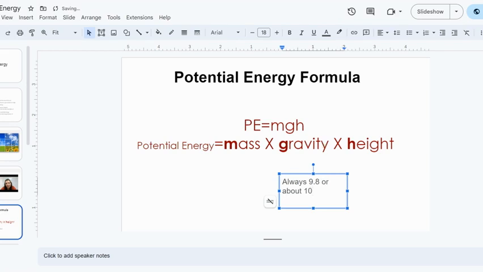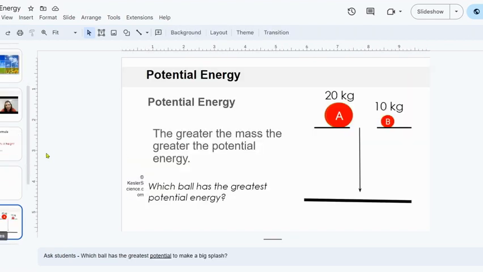However, if I want to make a bigger splash, if I want to have a bigger event, I could go through and increase the mass and the height of an object. If I have a small object, but I drop it from a really big height, that can still result in a big amount of potential energy.